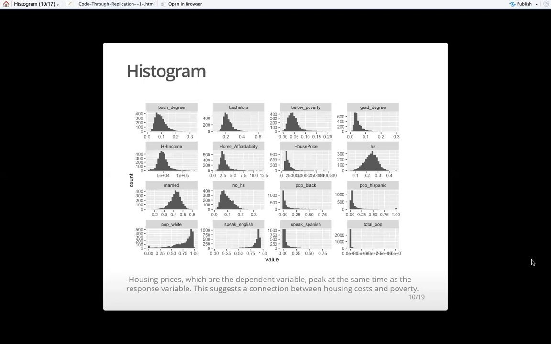So right here are all the histograms. The housing prices, which are the dependent variable, peak at the same time as a response variable. This suggests a concern between the housing costs and poverty, as you can see above.